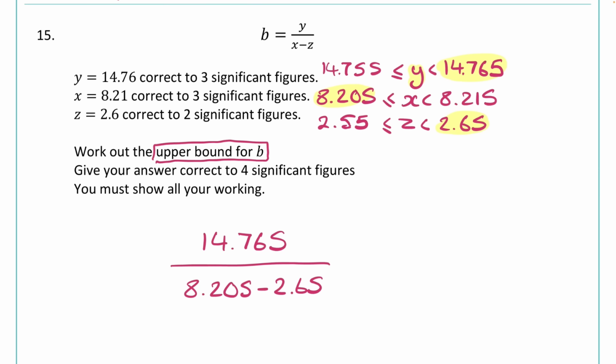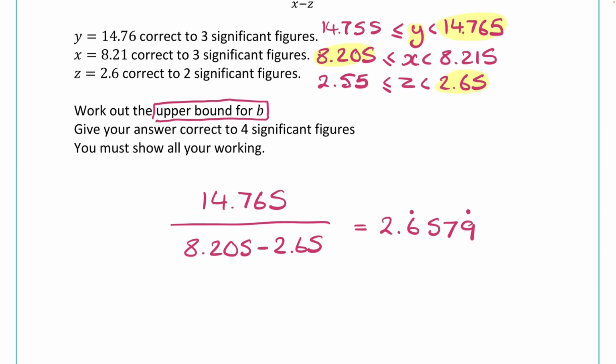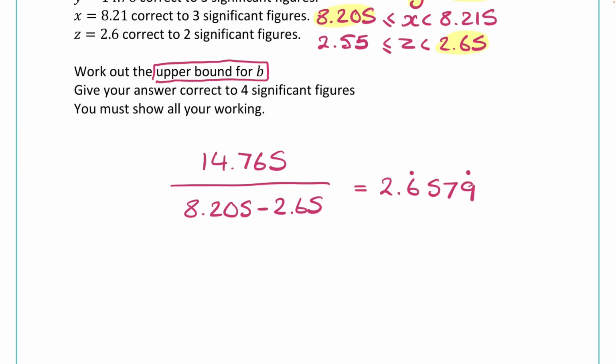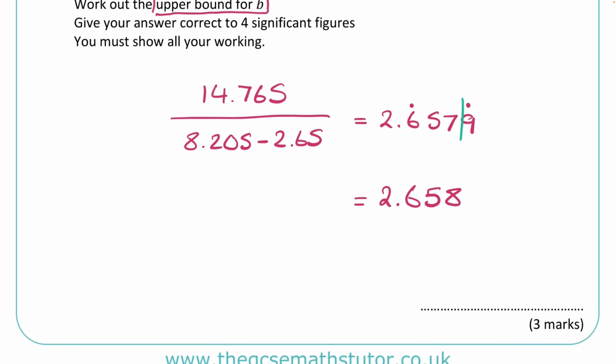And that gives me 2.6579. It's a recurring pattern of 6579. But it wants it to 4 significant figures. Hopefully that won't affect it. I won't have to keep writing it out. 1, 2, 3, 4. There we go. After the 7, it's a 9, so it does just round it up there. So that becomes 2.658. And there we go. That's now to 4 significant figures. And there we go. That's my final answer.